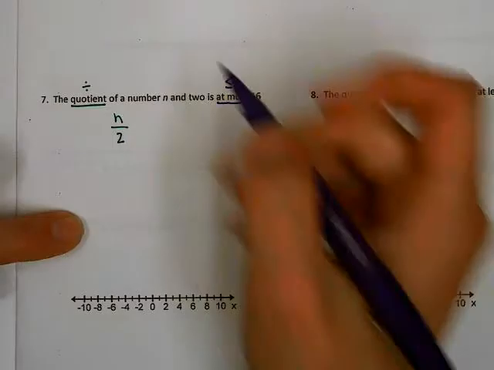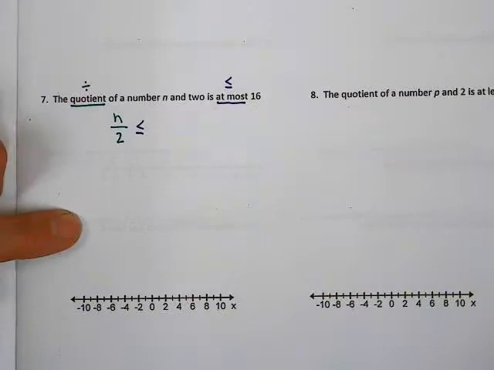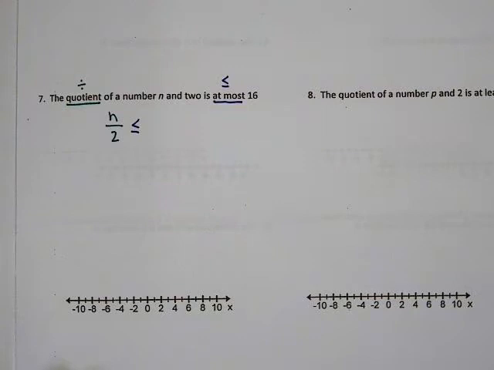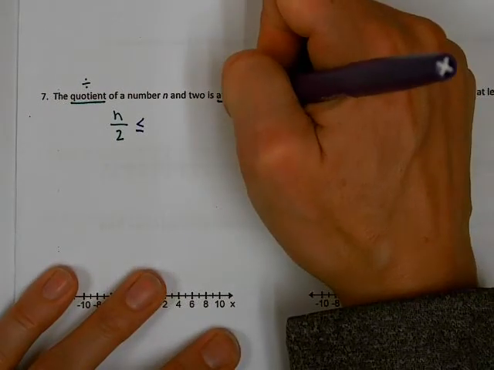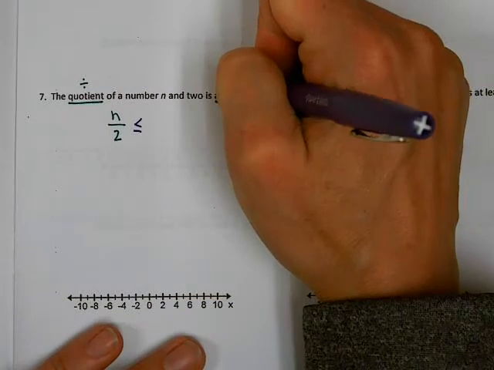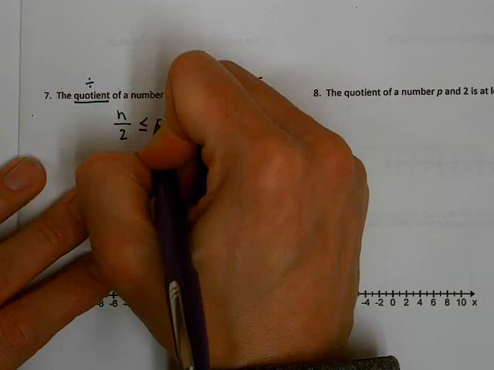And they're telling me it's less than or equal to, let's see, we're going to have to change this number here because otherwise it's not going to fit. So let's say it's at most 5. So n divided by 2 is less than or equal to 5.